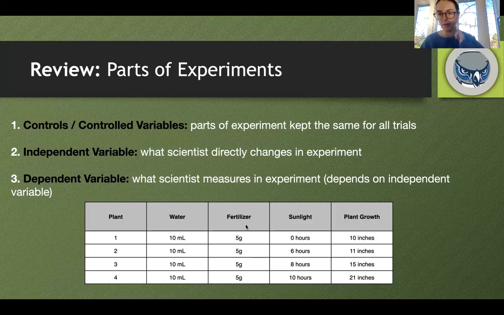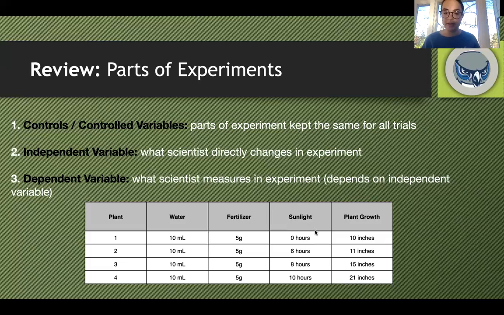Second thing that you need to know for parts of experiments is independent variable. I always tell my students independent, I change it. They both start with I. So independent is whatever the scientist is directly changing on purpose. Here looking in this table, I would say the independent variable is the amount of sunlight. You can see each plant got a different amount of sunlight. The scientist changed the sunlight on purpose.